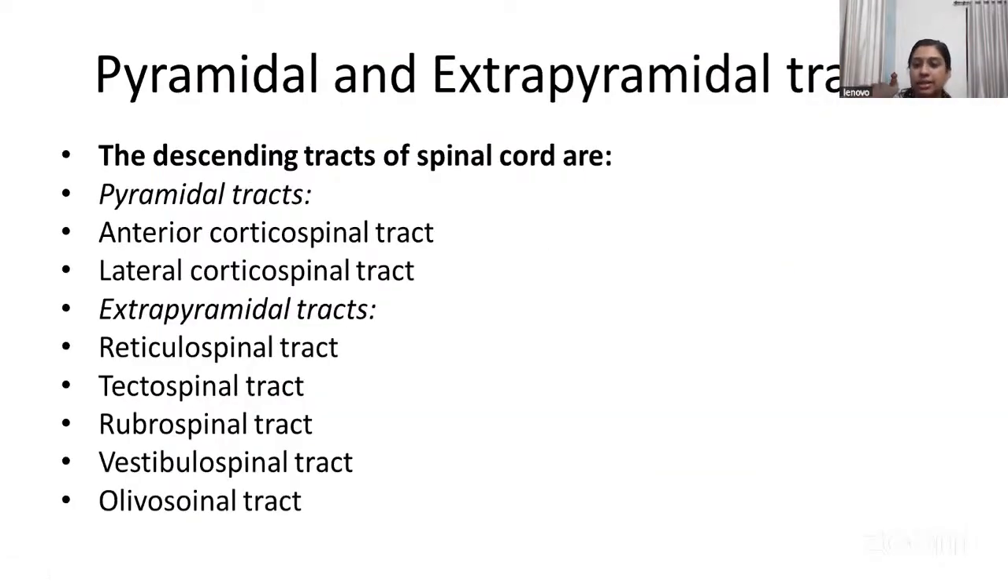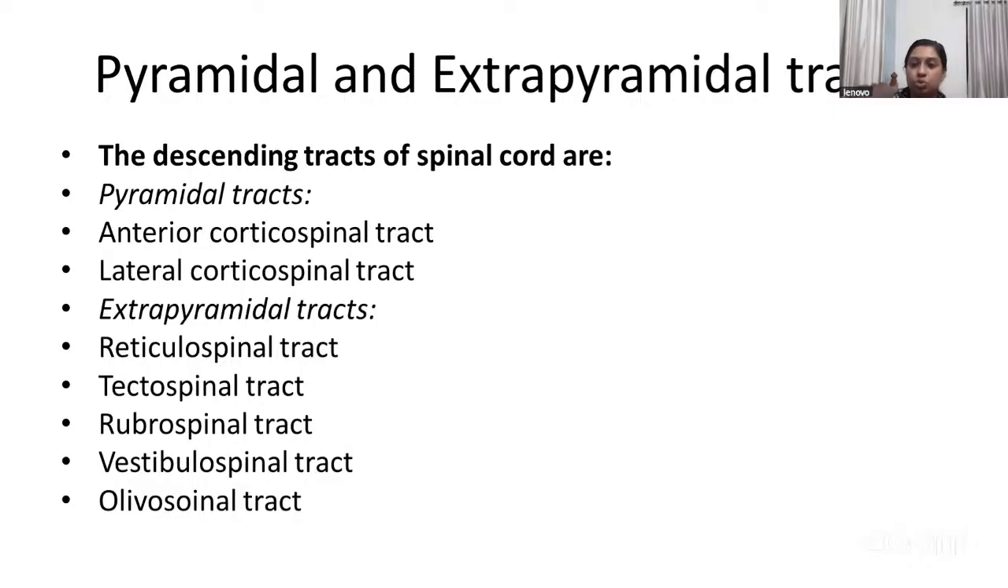So next is the descending tract. It is associated with the motor system, i.e. association with the muscles. So they are coming from the higher centers of the brain towards the spinal cord. The point of origin of the descending tracts is the higher centers of the brain, going up to the spinal cord. So they are named like this: corticospinal tract, reticulospinal. According to the position of origin, they can be named like this.